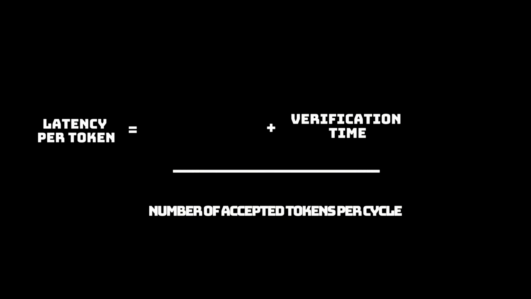The goal of DSpark can be simplified and understood through the following equation: latency per token equals draft generation time.